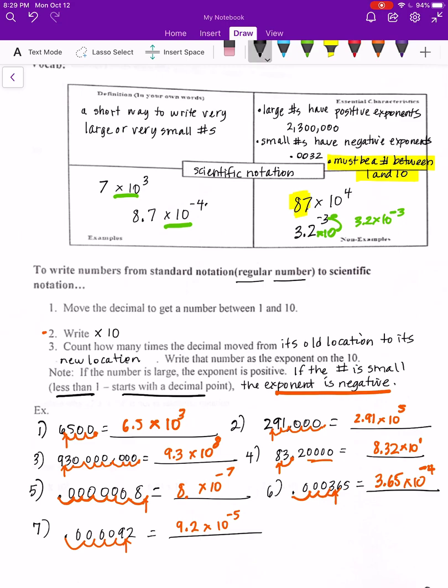All right, last one, number 8. 0.03409. Get a number between 1 and 10. This one doesn't get shortened very much, 3.409. Now I can't drop that 0 because it's in the middle of the numbers. I can only drop the zeros that come before or the zeros that come after in those cases. So 3.409, I write times 10, and then how many times did it move? 1, 2, but it started with a decimal point, so it'd be to the negative 2 power. So there you have it, standard notation, which is just fancy for regular number, to scientific.